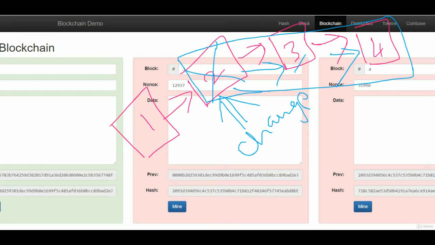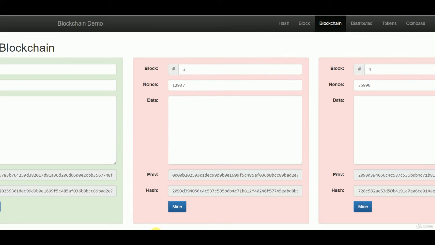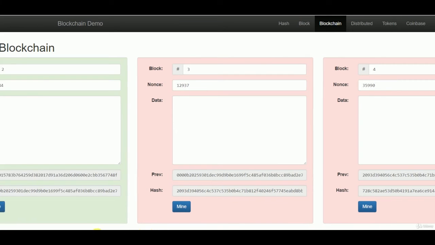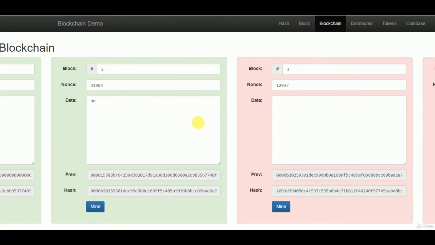See, now block number 2 is fine. I changed the data and block number 2 is fine. It is mined. But block number 3 is still not good, because it still shows as needing to be mined, since the previous hash is changed here. So you again need to mine all the blocks, not on the network, on the node. This will take some time. Similarly, block 4, block 5, everything you need to mine.